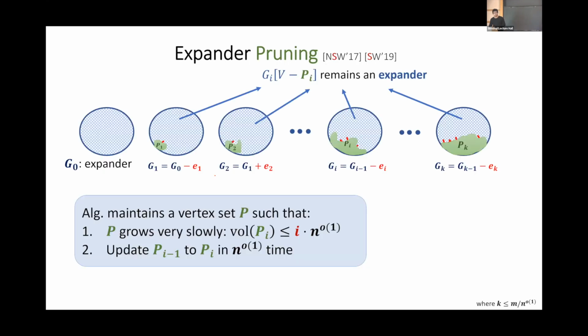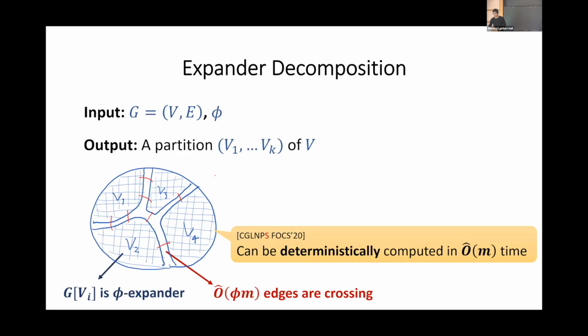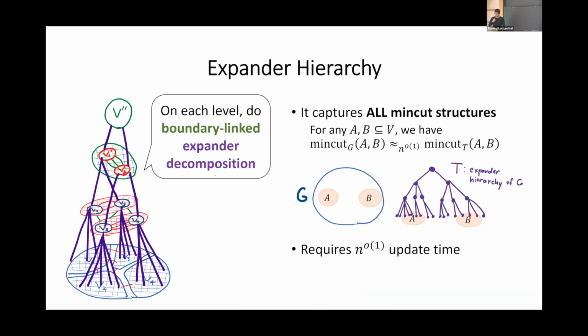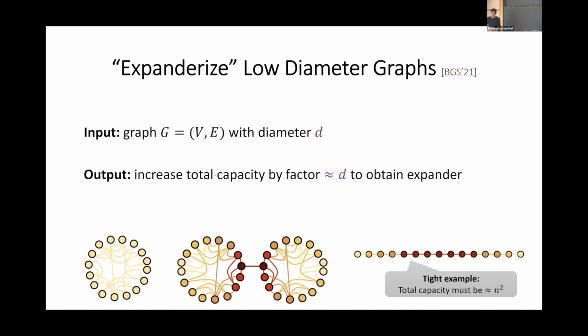We have seen expander pruning, why expanders are robust under updates, and expander decomposition, and here again, if you can shave n to the little o(1) to polylog, it's going to be great. It's going to imply a lot of things. And we have seen the expander hierarchy and this expanderizer of low-limit graph.